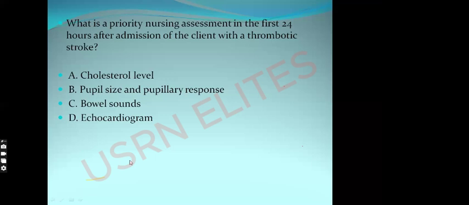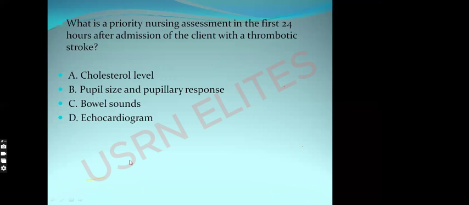B, pupil size and pupillary response, is a neurologic assessment for issues with the brain. You always have the patient, maybe with the GCS decreasing. It tells you how severe the patient's condition is looking. If you have a hemorrhagic stroke, or after thrombolysis you have bleeding into the brain, the GCS can easily tell you what is happening in the brain. So I'll go for B, the pupils.